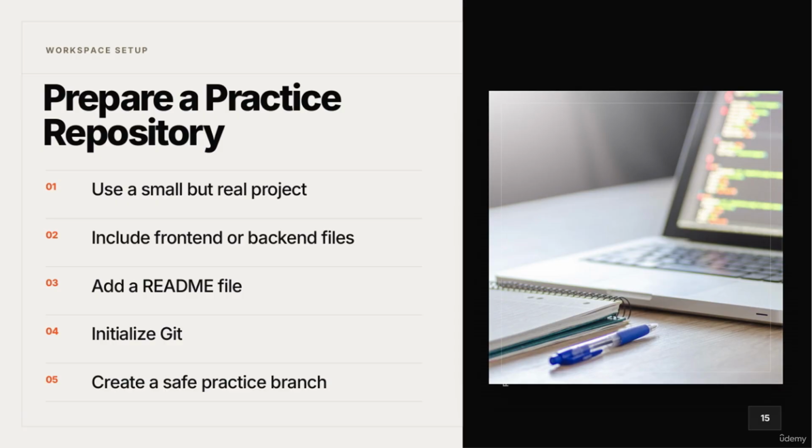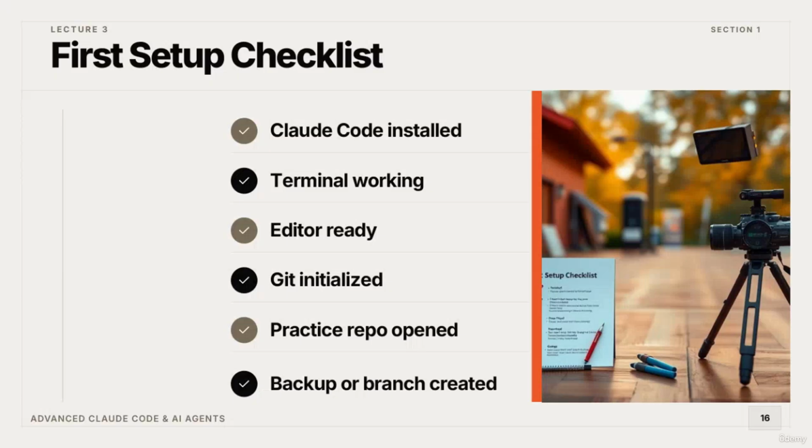Then, initialize Git in your repository. This allows you to track changes and manage your work efficiently. Finally, create a safe practice branch within your repo. This way, you can experiment and try new things without affecting the main code base. This setup ensures you have a controlled and effective environment to build your skills. Now let's review the first setup checklist for our advanced Claude code and AI agents.